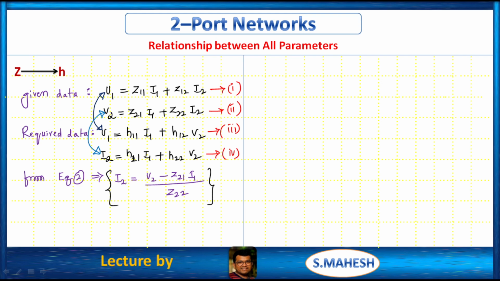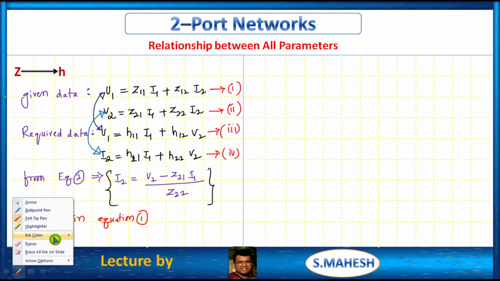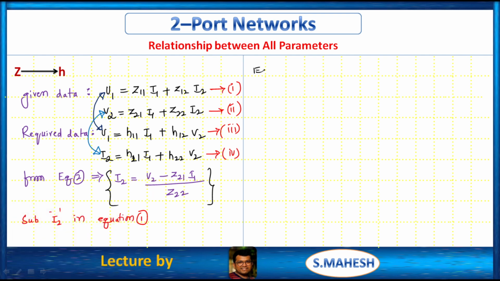So we have to substitute this equation for I2 into equation 1. Let us say substitute I2 in equation 1. Therefore equation 1 implies V1 equals Z11 I1 plus Z12. In place of I2 we substitute this, that is 1 by Z22 V2 minus Z21 by Z22 I1, that's it.